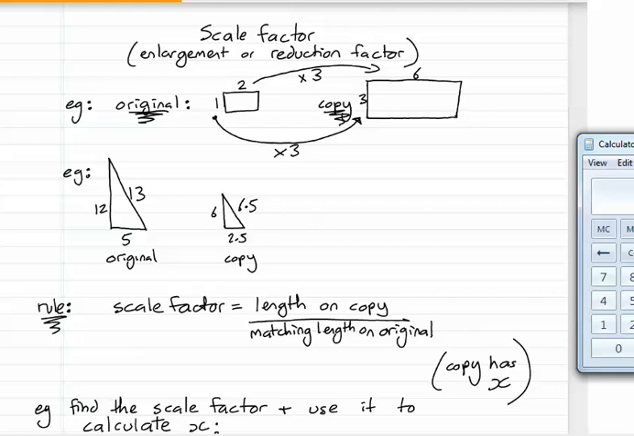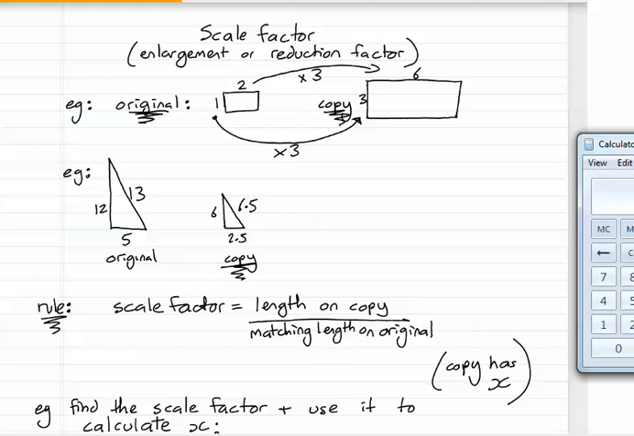Now sometimes there's no unknown, as in my examples here, and that will usually tell you which is the original and which is the copy. Or it might say, find the reduction factor, in which case you'd know that a reduction meant the smaller one was the copy. An enlargement means the larger one is the copy. So there's lots of ways of working out what the copy is. But the scale factor is always the copy divided by the original.